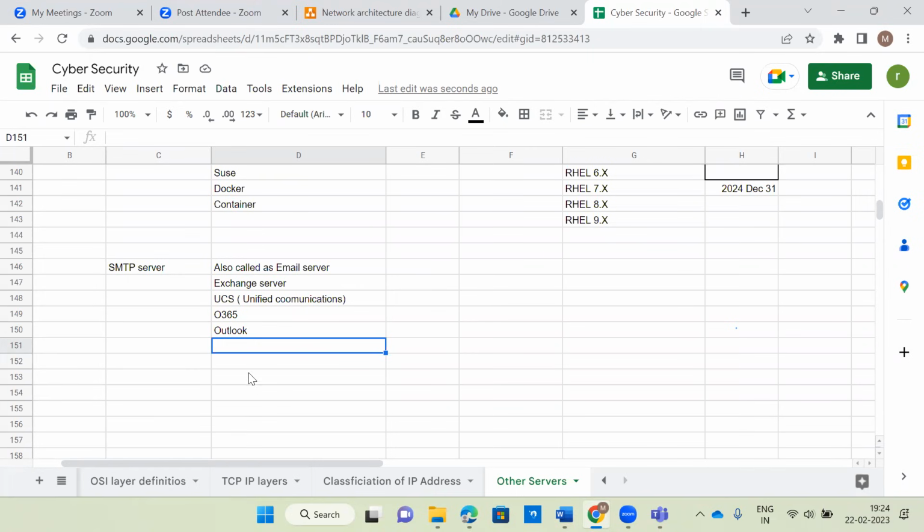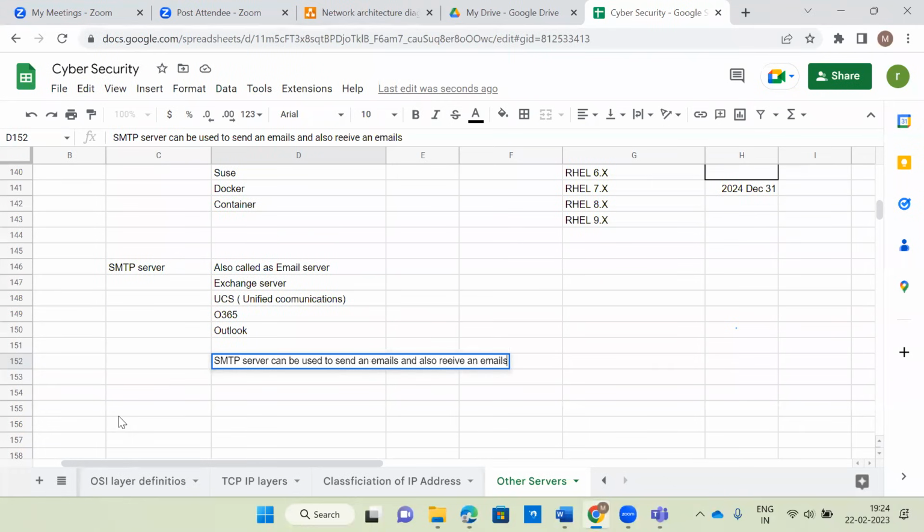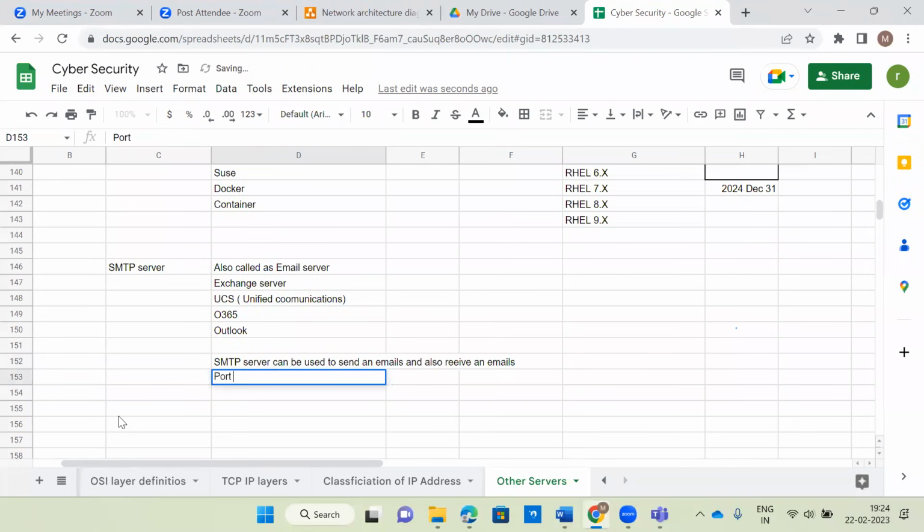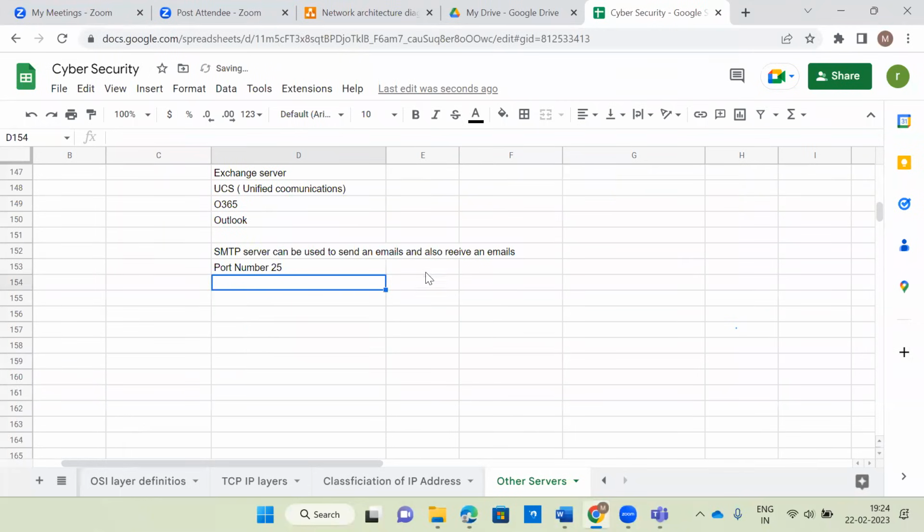So what is an SMTP server? An SMTP server can be used to send emails and also receive emails. You already know the port number is 25.